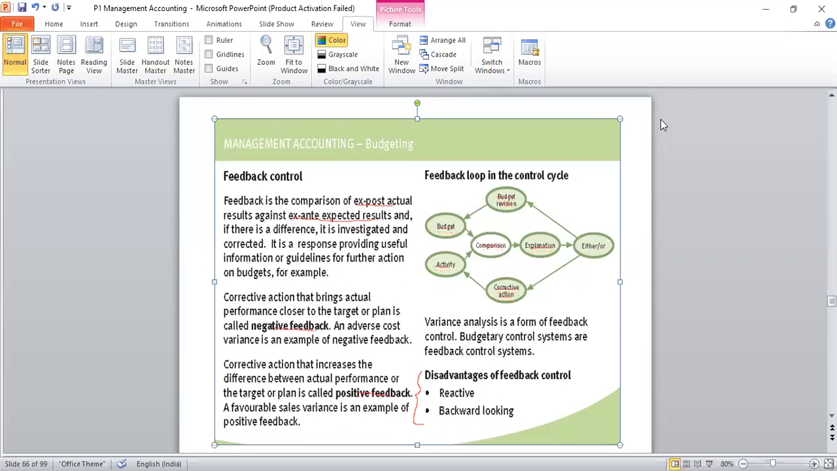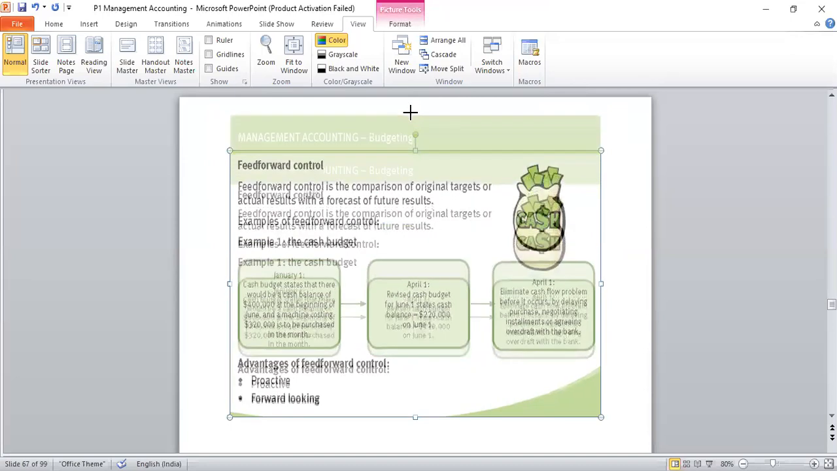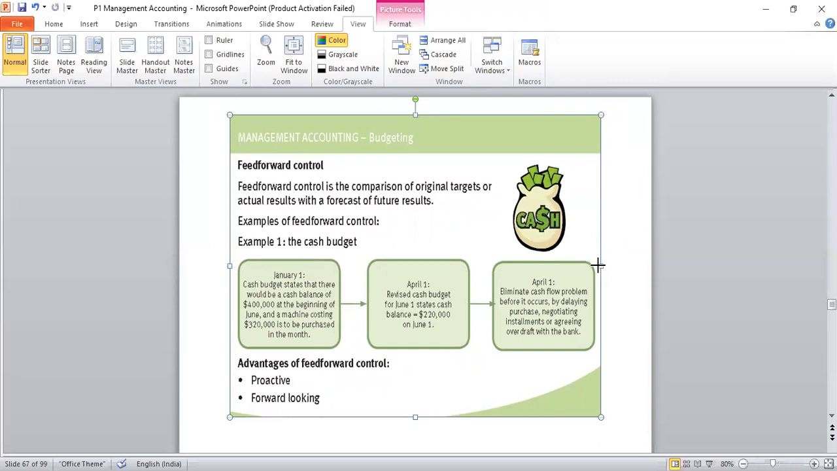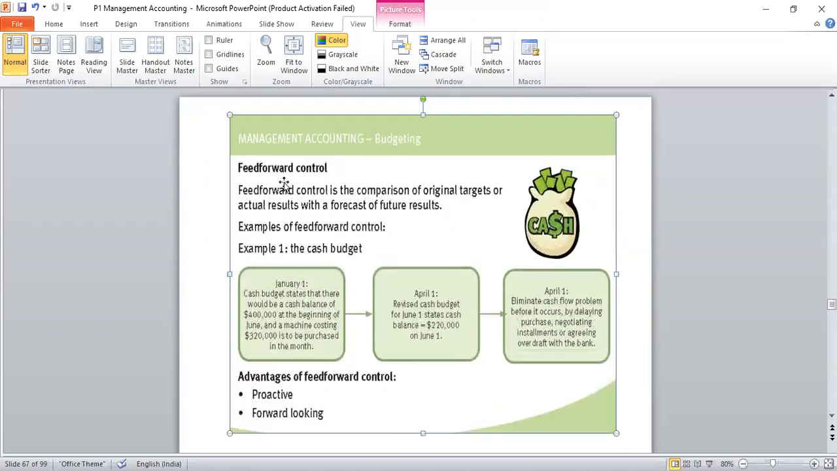Another thing is feed forward control. Feed forward control is they're not depending on the past data, but they're foreseeing what can happen in future. Feed forward control is the comparison of the original targets or the actual results with the forecast of future results. Examples of feed forward control. First one is the cash budget.